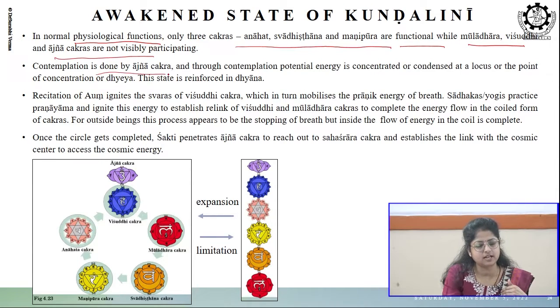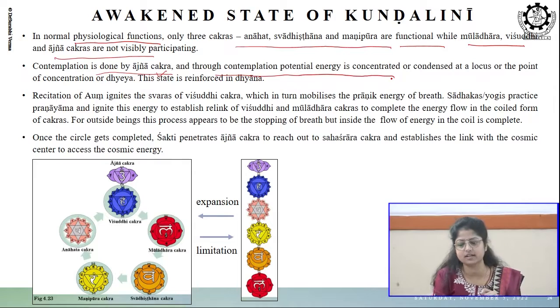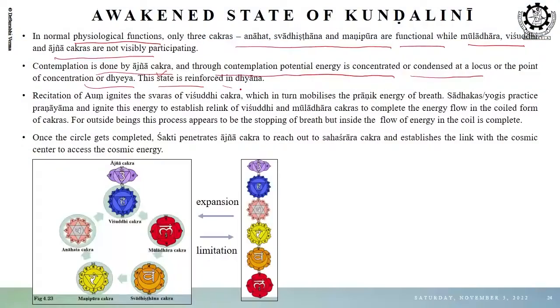So, contemplation is done by Ājñā chakra, whatever the left out chakras are there. First, Ājñā chakra is actively involved for concentration or contemplation. Through contemplation, potential energy is concentrated at a single locus or condensed at a point, and that point is concentration or dhyāna. That means on any subject, you concentrate yourself on a particular point. Maybe you are studying, maybe you are directly meditating. So, there will be a point of concentration, that is dhyāna, and this is done by the functionality of Ājñā chakra. This state is reinforced in dhyāna.